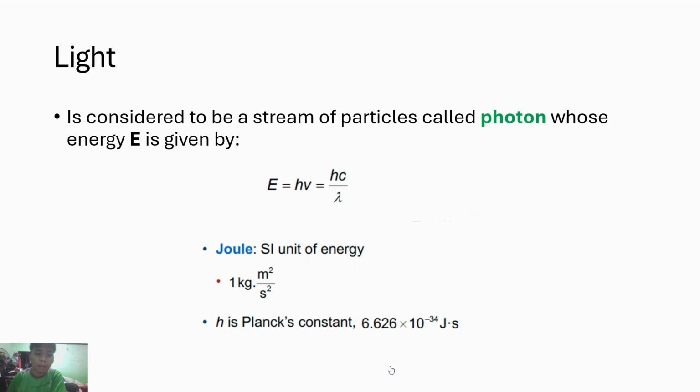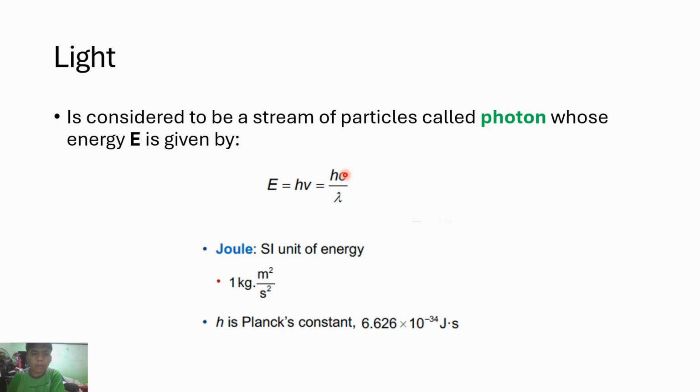I believe we have stopped right here, the introduction to light. Just a quick review: light is considered a stream of particles called photons whose energy, denoted E, is given by the equation E = hν, or it is also equal to hc over λ, the wavelength. So take note that we have two equations here. You can use either one depending on the given variable that you have in your sample problem.